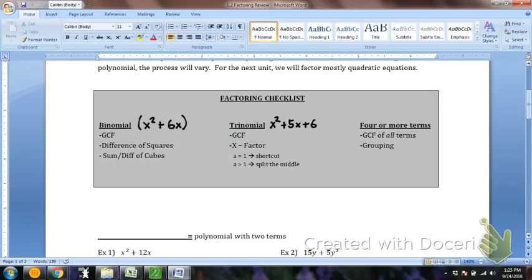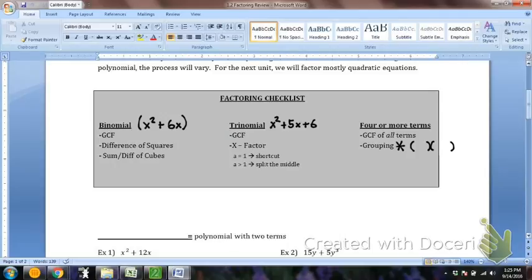Again, the first thing to do is to always look for your greatest common factor. Then we do a process called x factoring. All right, Miss Carolyn maybe taught you differently, but we're going to x factor. When a is 1, we can take the shortcut. If a is greater than 1, we're going to do a process called splitting the middle. And again, I'm going to teach you all this, so don't panic. And then 4 terms or more is always going to be done by grouping, right? Where you group the first 2 and you group the second 2. But first, you're going to need to look for the greatest common factor.